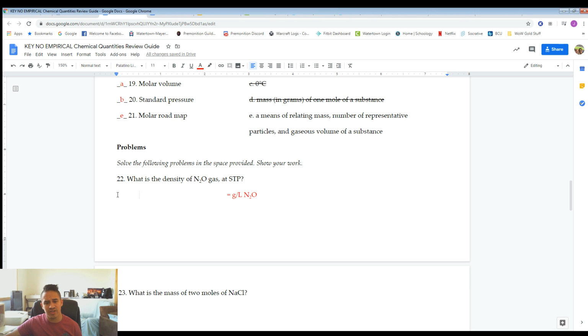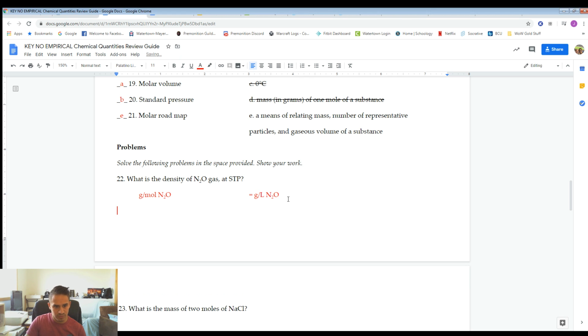However, they are giving us a chemical formula, and we can calculate molar mass of any material from a chemical formula. So what we can do is first find the molar mass of N2O, which is in grams per mole, and then convert that into grams per liter. And really, we're just converting moles into liters because both of these have grams in them. So we don't need to change the units of grams. We're just changing moles to liters. Okay. So first things first, let's find the molar mass of N2O.